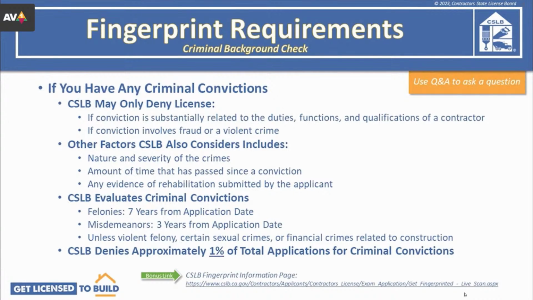CSLB evaluates felony criminal convictions which occurred within 7 years of the application date. For misdemeanor criminal convictions, we would look back for 3 years of the application date. That's unless the convictions are for a violent felony, certain sexual crimes, or financial crimes related to construction. CSLB denies only 1% of the total applications we get based on criminal convictions. You'll also note the bonus link to our fingerprint information page.